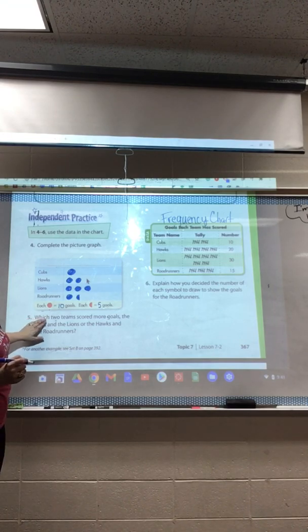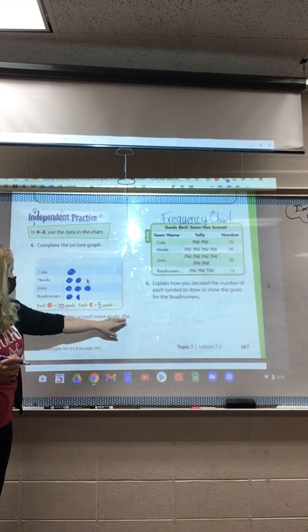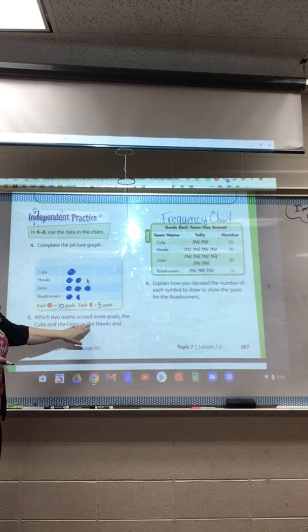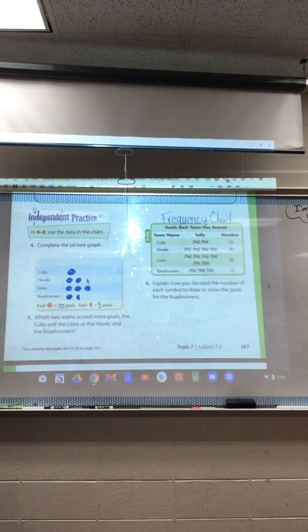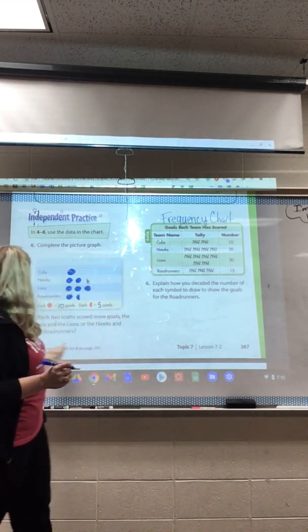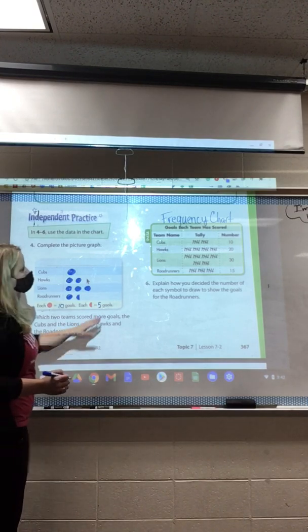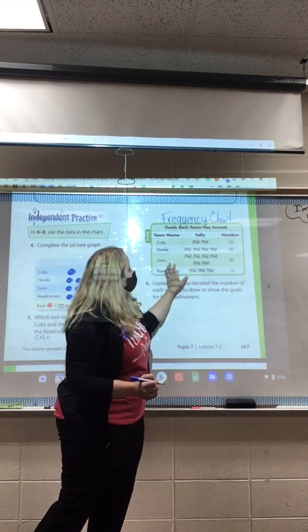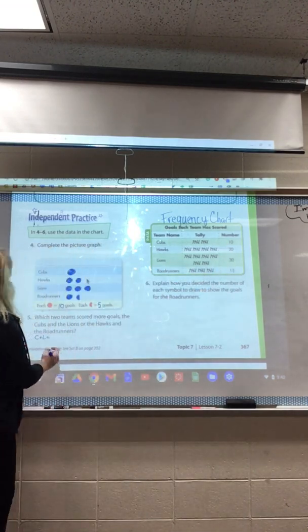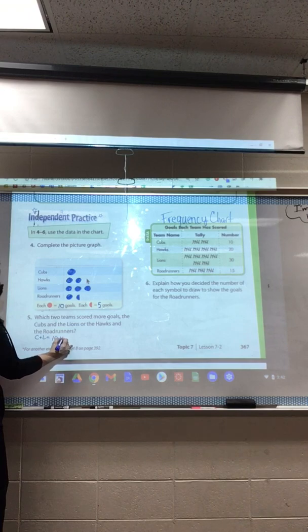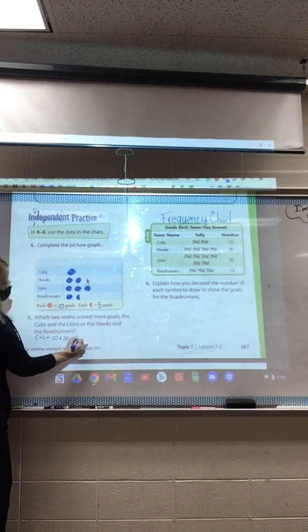Down here on number 5, it says, which two teams scored more goals? The Cubs and the Lions, or the Hawks and the Roadrunner? So remember, when it has the word "and" like that, we're going to add those together. So I'm looking at Cubs, and I'm looking at Lions, so I'm going to put C plus L equals for Cubs and Lions, and I'm going to come over here to my data. I'm going to say Cubs had 10, Lions had 30. So 10 plus 30 is going to give me 40 for them.